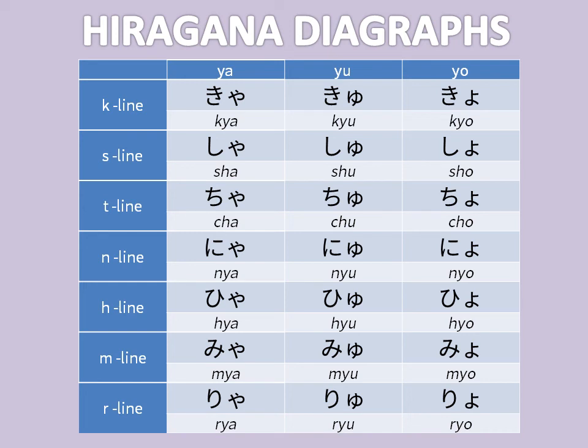The next na line, ni and ya becomes nya. Ni and yu becomes nyu. Ni and yo becomes nyo. The ha line, hi and ya becomes hya. Hi and yu becomes hyu. Hi and yo becomes hyo. The ma line, mi and ya becomes mya. Mi and yu becomes myu. Mi and yo becomes myo. The ra line, ri and ya becomes rya. Ri and yu becomes ryu. And ri and yo becomes.